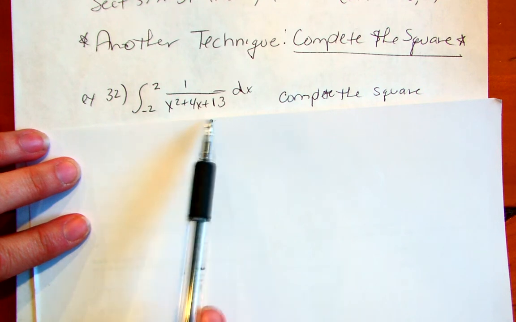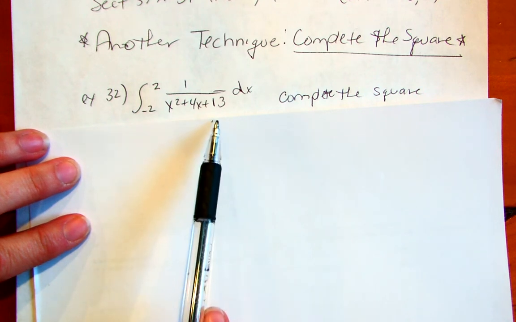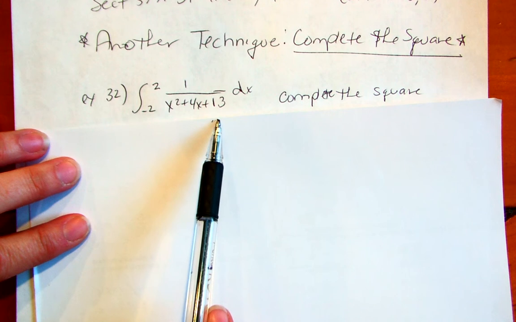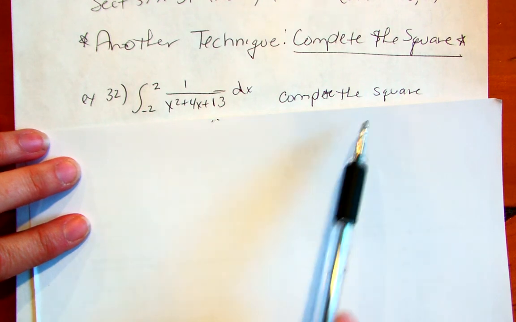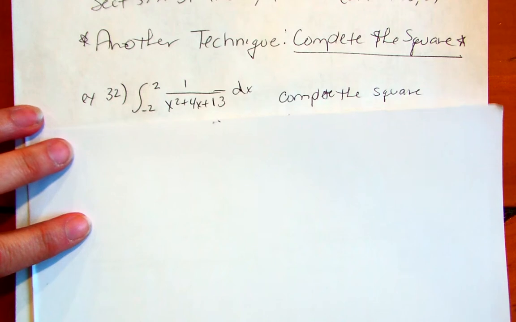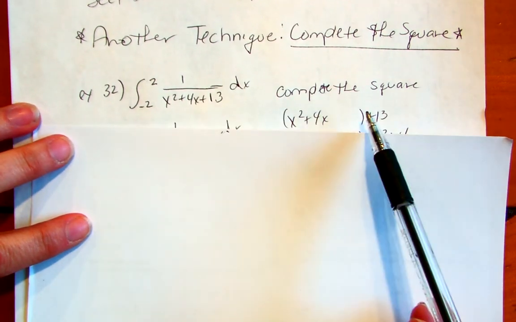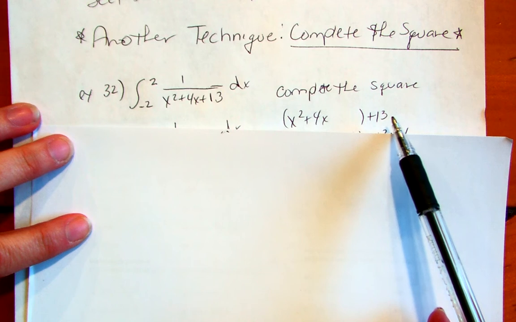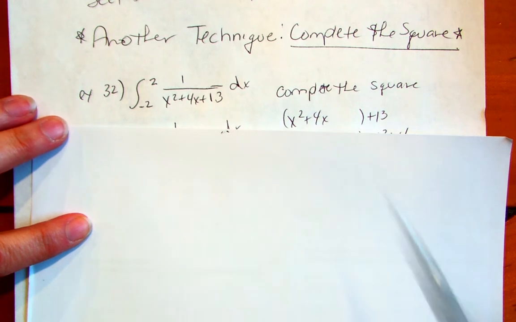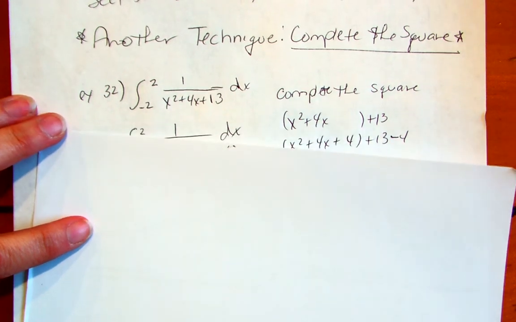And this is not an inverse trig function, but if I complete the square, I can turn it into one. So to remember how to complete the square, I take the first two terms, I put them in parentheses, and I scoot out the third term. And I'm going to complete the square inside the parentheses.